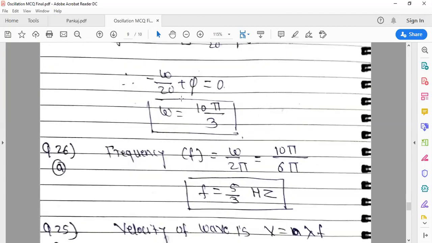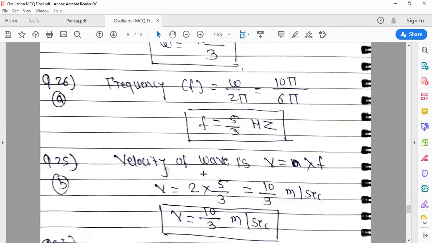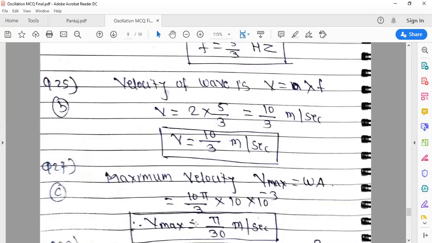Simplify it, we get the angular frequency is equal to 10 pi upon 3. So frequency is equal to omega upon 2 pi, so 10 pi upon 6 pi. So f is equal to 5 by 3 hertz. Next one, velocity of the wave is v is equal to frequency into the wavelength. So wavelength is 2, frequency is 5 by 3. So velocity of the wave is 10 by 3.